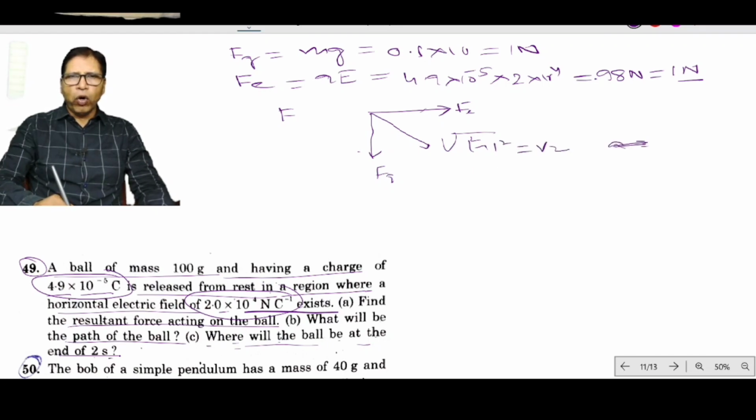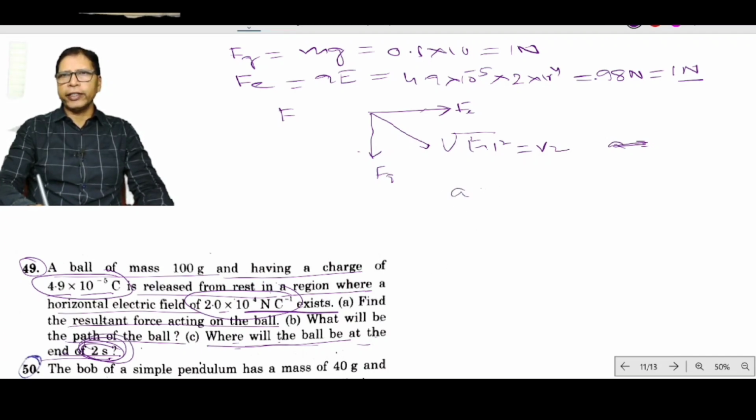Okay. Where will the ball be at the end of 2 seconds? To calculate the position of the ball at the end of 2 seconds, we have to calculate the acceleration due to electrical force. The acceleration due to electrical force is 1 Newton by 0.1, so this is 10 meter per second square. And acceleration due to gravitational force is obviously g, which is 10 meter per second square.